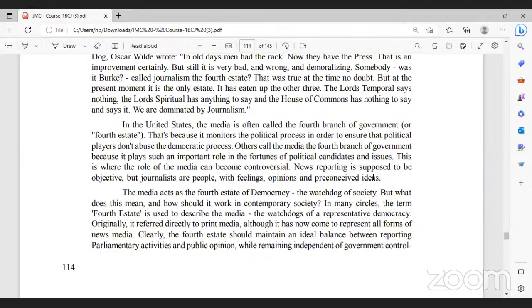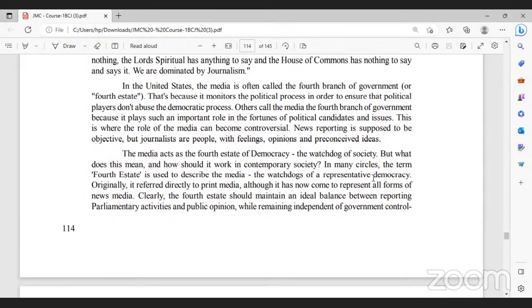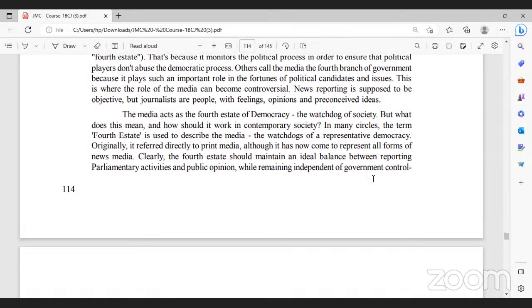Others call the media a fourth branch of government, as it plays an important role in the making of the political candidates and issues. Now, we also see that there is a controversy related to it, because news reporting is supposed to be objective, but with the trends, with the kind of competition, with the hegemony of the media owners and all those things, there are preconceived ideas. So that brings the controversy.